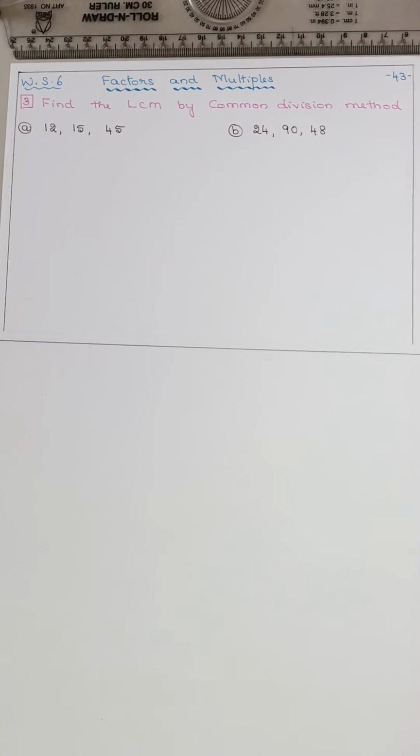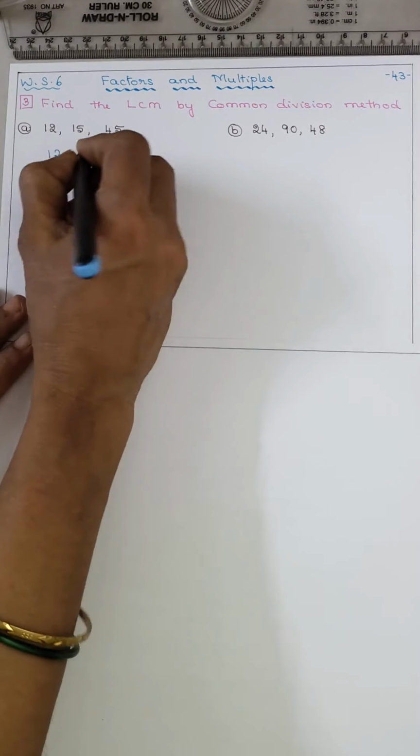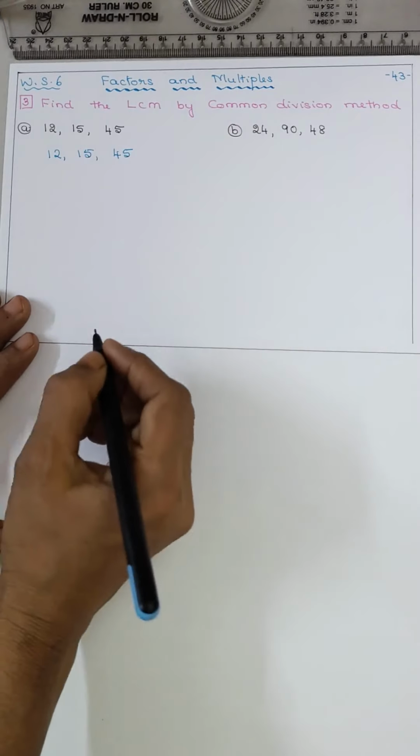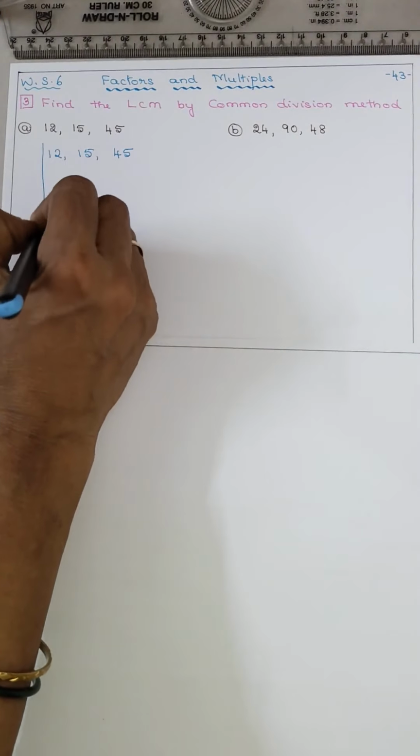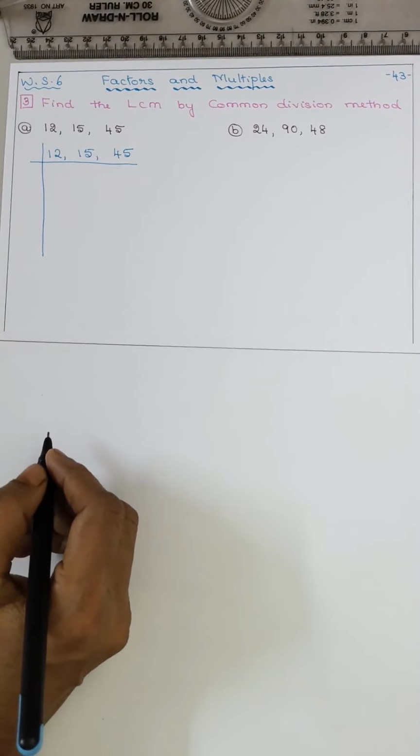Now coming to the third question, find the LCM by common division method. Hope you remember the common division method. You have to write all the numbers and do the prime factorization, isn't it? So it is 12, 15, 45, then together you have to divide.